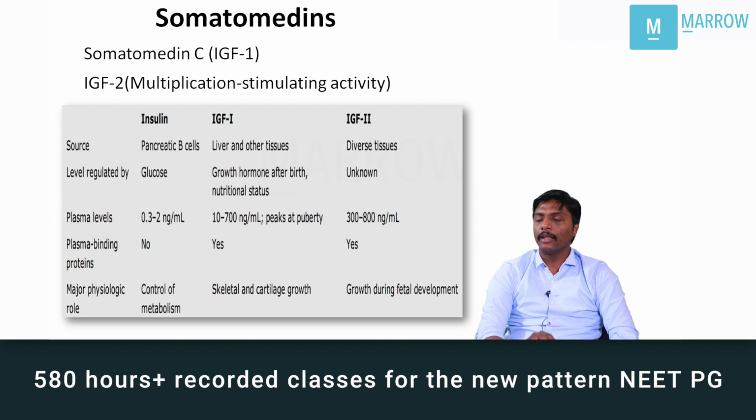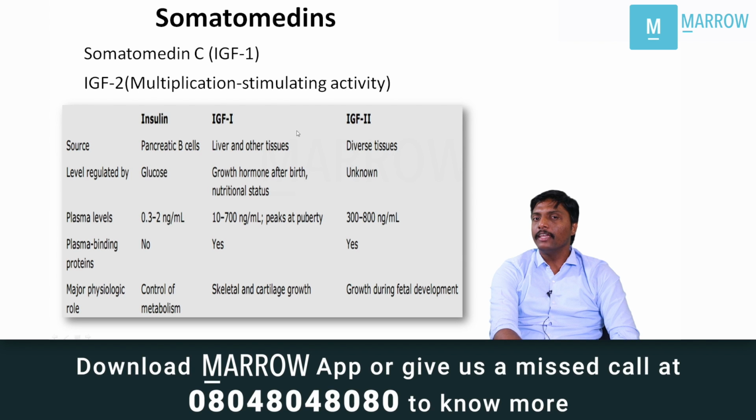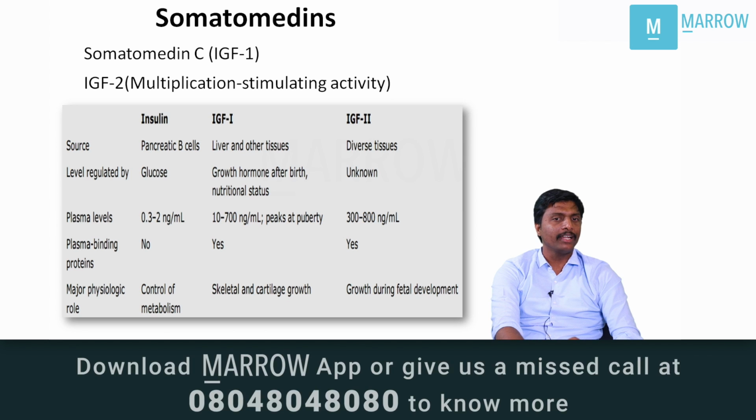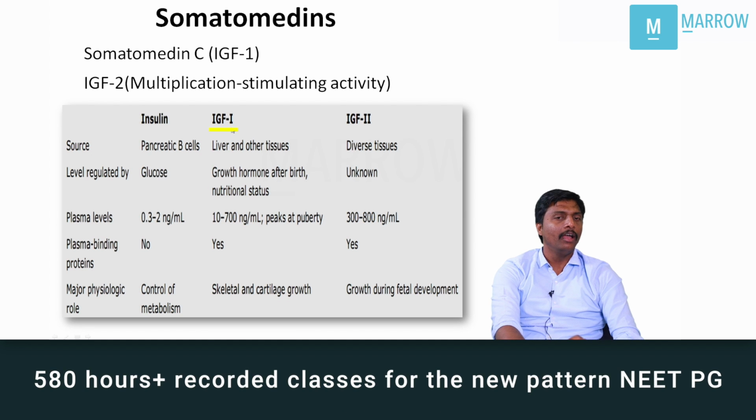Fourth important point. Look here, there are two types of somatomedins. Insulin-like growth factor 1, insulin-like growth factor 2. Common repeat MCQ. In adults, the most important insulin-like growth factor is IGF-1. Kindly make a note. Adults is IGF-1. Very important for bone growth.